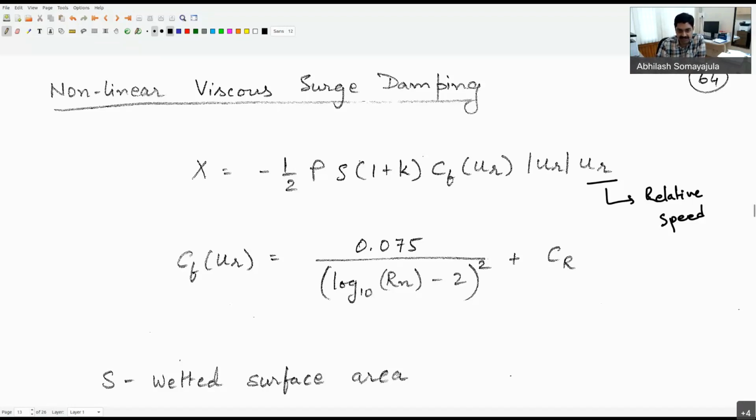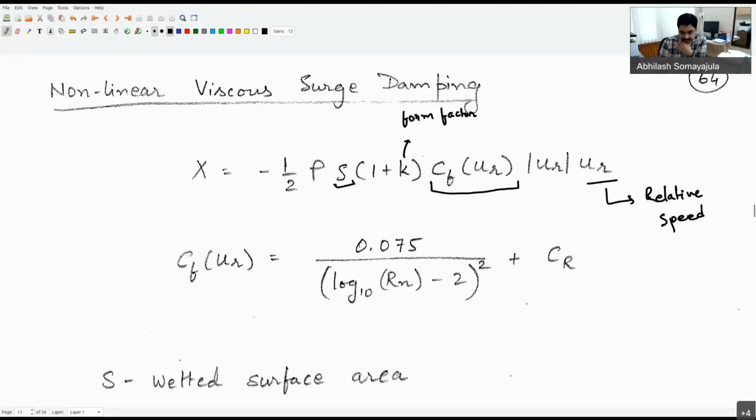So what we are doing here is half times rho, where rho is the density. S here represents the surface area of the vessel, or the wetted surface area of the vessel. 1 plus k, where k is called the form factor. And then we have the CF value, which is the skin friction coefficient. And then you have the U square. The skin friction coefficient is given as shown here.